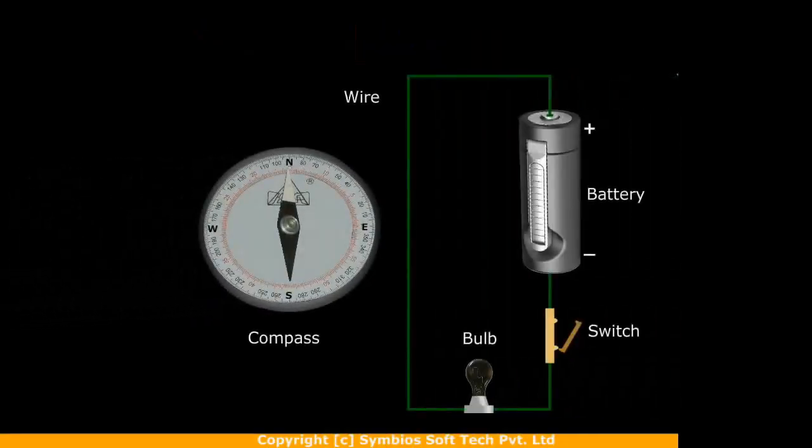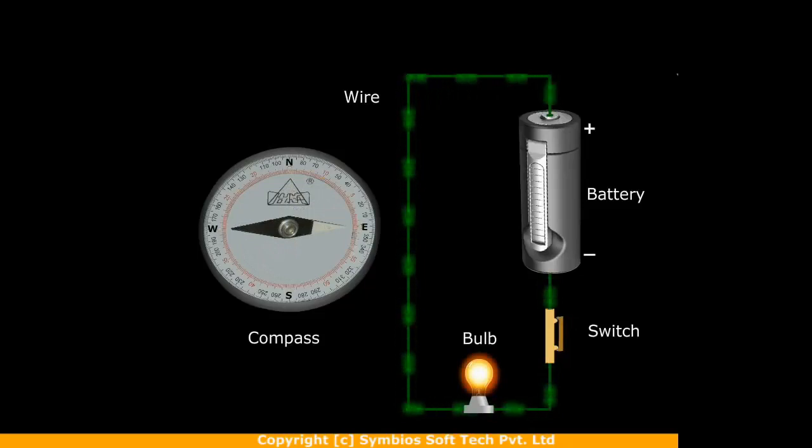He placed a magnetic compass near the electric circuit. When the switch was pressed, the current flows in the circuit. The bulb will glow. At the same time, the compass needle gets deflected. Try to focus on the compass needle. And when the current is switched off, the magnetic needle again comes back to its initial position.